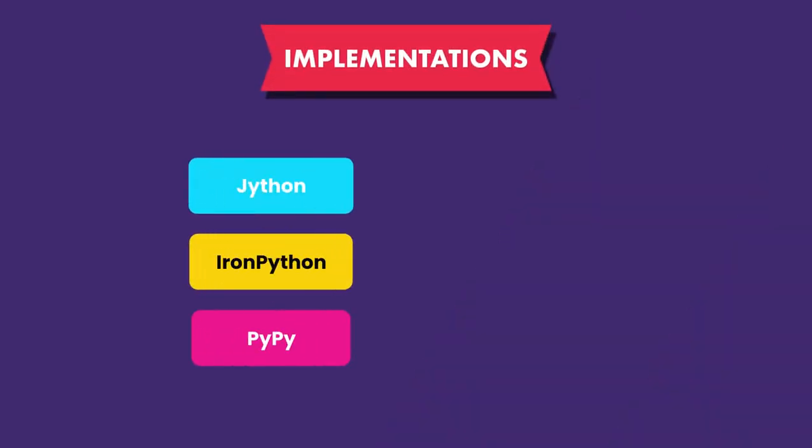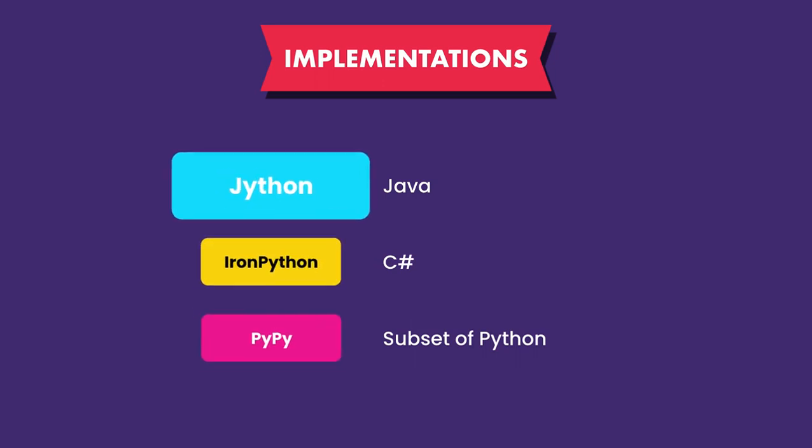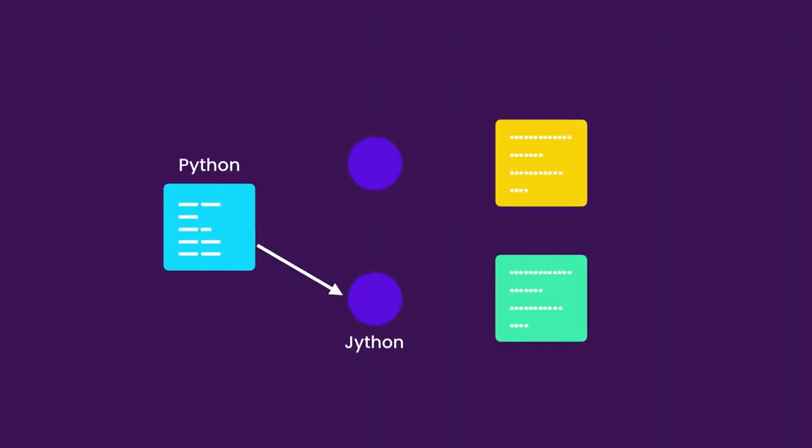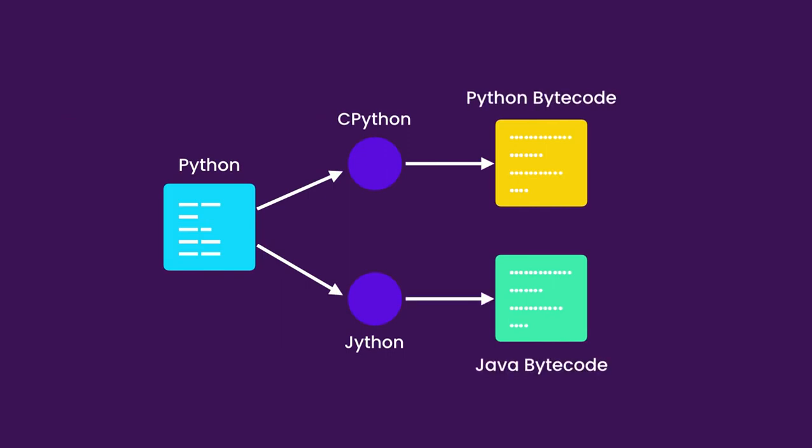In the last lecture, we talked about various Python implementations. I told you that if you want to reuse some Java code in a Python program, you should use Jython. Now let's see how Jython makes this possible. When you use Jython to run a Python program, instead of compiling your Python code into Python bytecode, it will compile it to Java bytecode. So you can take this Java bytecode and run it using Java Virtual Machine.